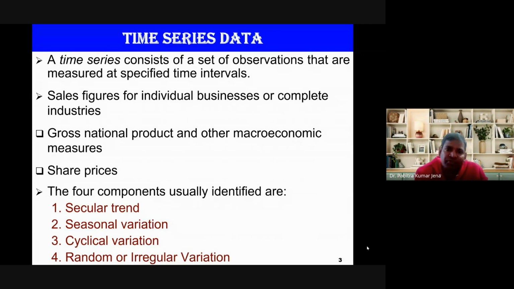The last type of time series variation is random or irregular variation. What is random or irregular variation? These are erratic, and this is due to natural calamities. It may be an earthquake, a flood, a famine, or a tornado, something like that.